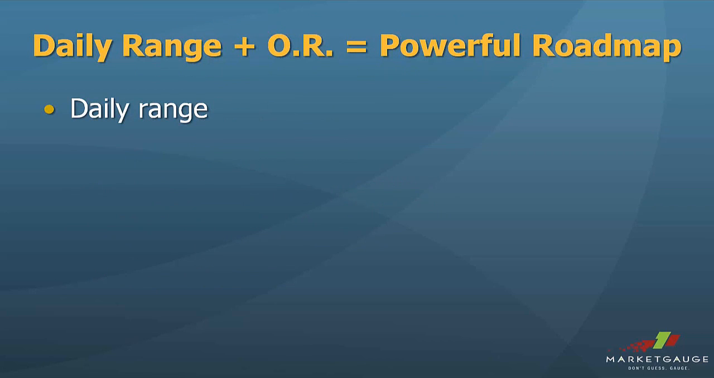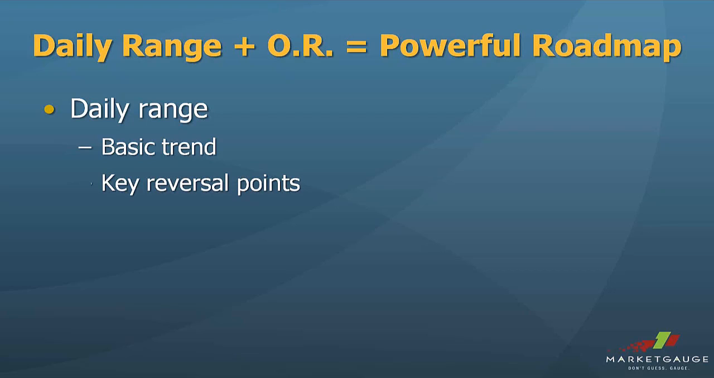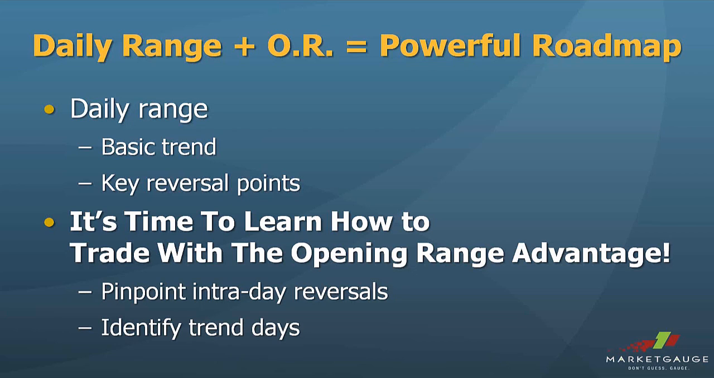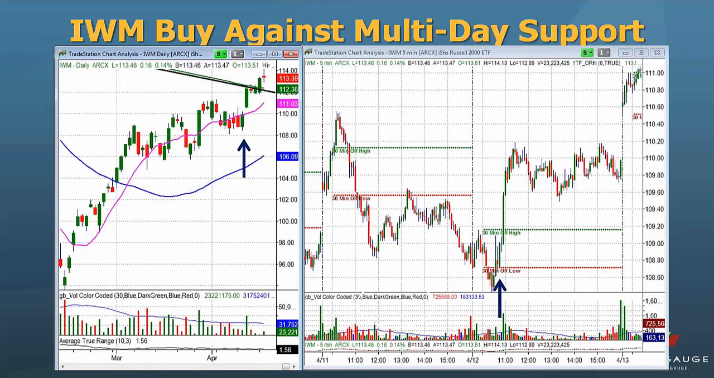I didn't talk about volume in this presentation, but that's another place to look. If you take the daily range and the opening range and use them in conjunction, you will be able to trade with the basic trend. You'll be able to identify key reversals, right? So it's time to learn how to trade with the opening range and get that advantage. When you can do that, you really can pinpoint intraday reversals and identify the days that are trend days.